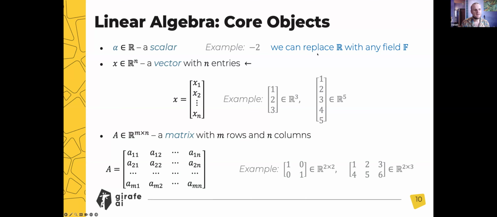Well, generally we can replace R with any number field, but in practice it is usually replaced only with complex numbers, but complex numbers will not appear in our course, maybe in the end, and only for a brief moment.